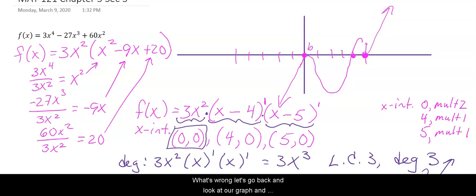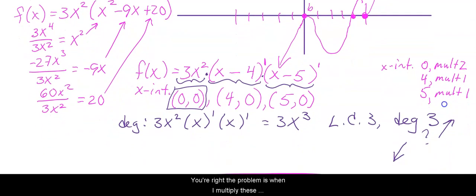Uh-oh, what's wrong? Let's go back and look at our graph and see if we've messed something up. This isn't working. So let's go back and troubleshoot. I made the error on purpose to see if you could follow along and figure out where the error is. Take a moment and see if you can find it.